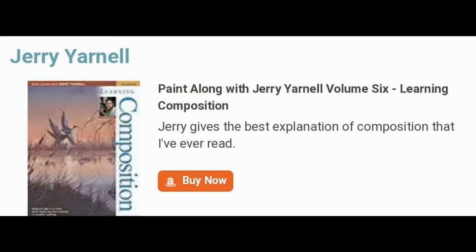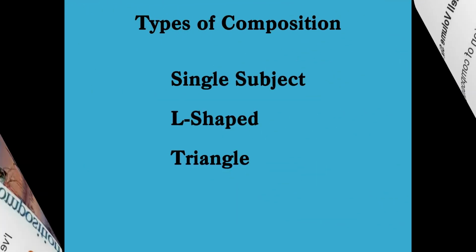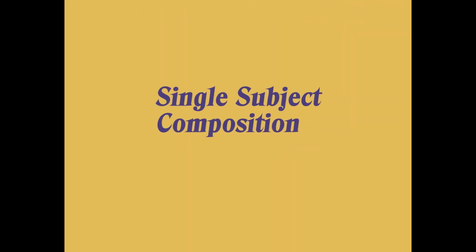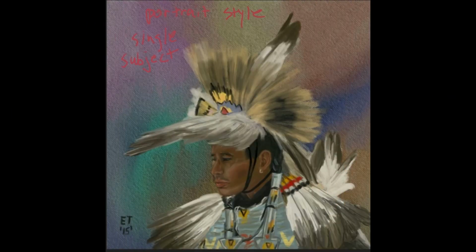The best explanation of composition that I've ever seen from an artist is from Yarnell, and he has a book, volume 6, that explains how to do composition, and he breaks it down into 3 types: single subject, L-shaped, and triangle-shaped compositions. And the first one is the single subject composition. Single subject composition means it's only one subject, so it's pretty self-explanatory. It's like portraits. You would just do the one subject in the middle.